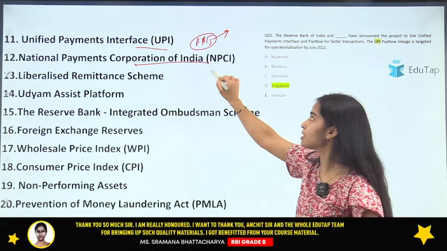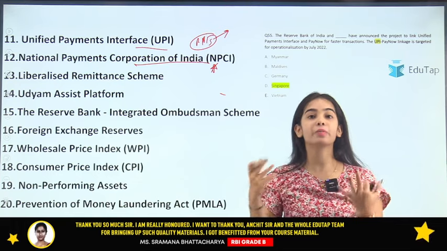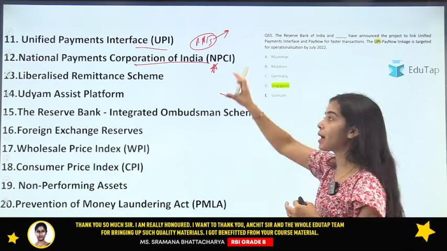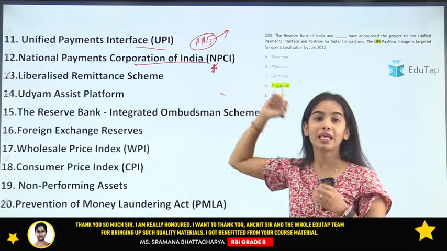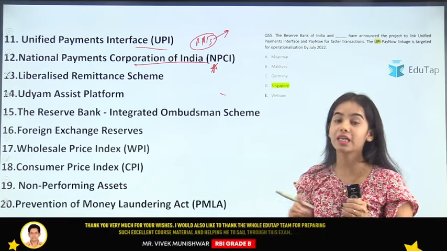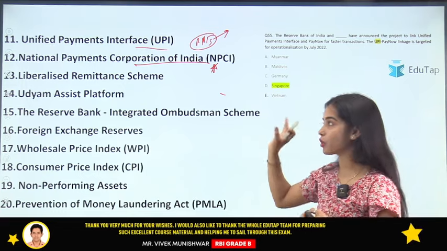NPCI. Now NPCI is the mother of the innovations in the payment system. All the important innovations have happened under the NPCI. So the NPCI as well as the innovations that have happened under NPCI become very important. Directly the question can be framed from this.